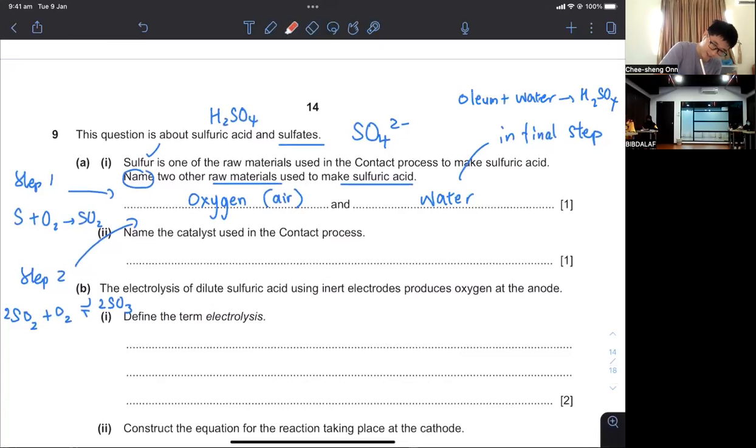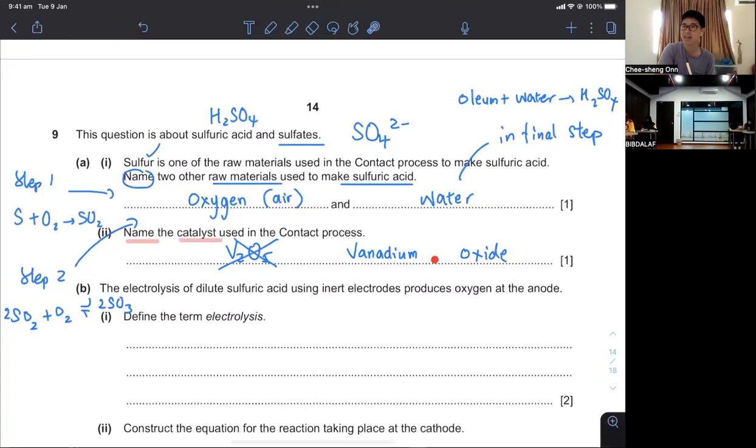Name the catalyst. Oh, very tricky. You give V2O5, that is wrong. Vanadium oxide, that is also wrong because you haven't given the oxidation number of the vanadium. V2O5 is the correct formula, but it's not the name. Vanadium oxide is the correct name, but it's missing the 5. Very, very particular. It's a vanadium 5 plus and O2 minus, 5 and 2. So it's called vanadium(V) oxide.